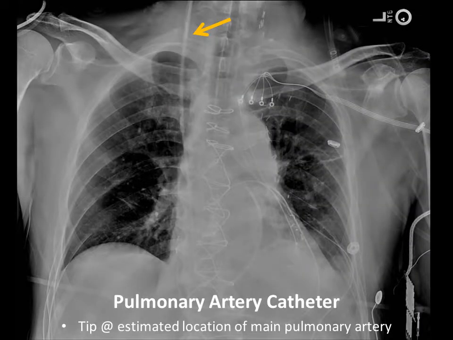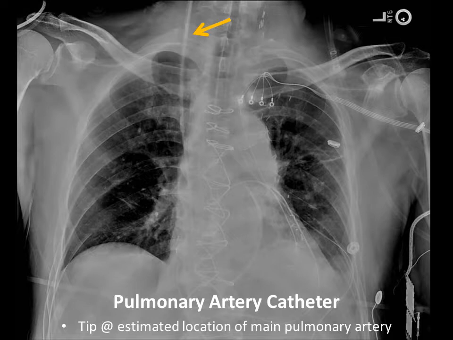This is a busy chest radiograph. This patient has a chest tube. You have drains placed. There's sternotomy wires. There's also the pulmonary artery catheter. It's being used to measure pulmonary wedge pressures. It's going to give an idea of volume status and cardiac versus pulmonary edema.